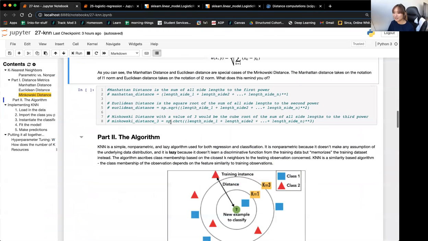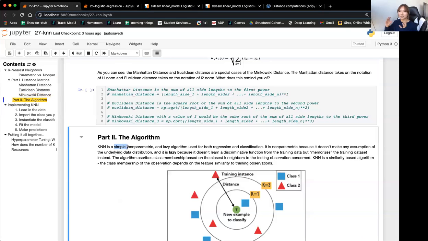Cool. All right, so KNN, as I mentioned, is one of the simpler ones. I feel like conceptually it's easier to understand, and so I'll just talk through how it works. It is non-parametric, so again, you're not making any assumptions. You can run KNN on pretty much any data. And it's also a lazy algorithm. We'll talk about lazy in a little bit. KNN can also be used for both regression and classification.